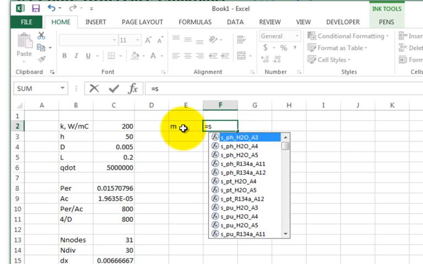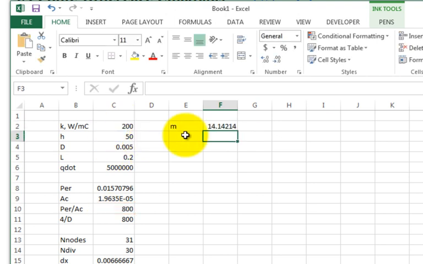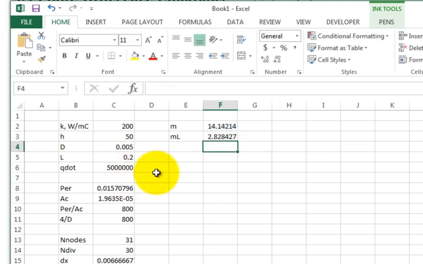The square root of h times perimeter divided by area divided by the thermal conductivity K, close parenthesis, there's m. And then you can calculate mL as a parameter, which is simply m times our length L. And then I'm just kind of putting these in: T infinity in degrees C was 25. T base in degrees C was 25.